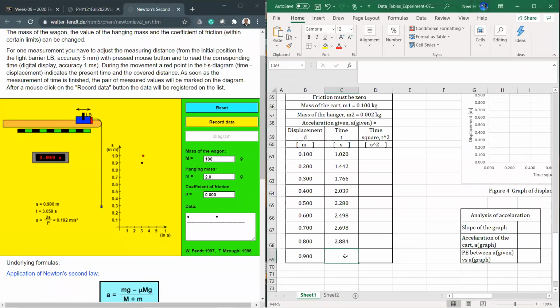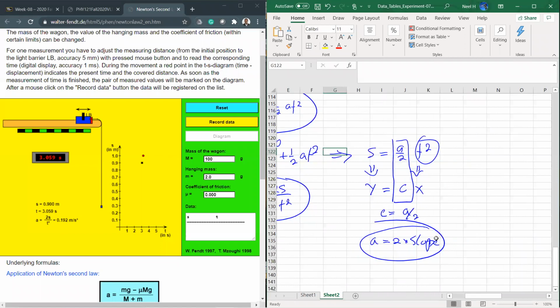After it runs, the timer is 3.059. Okay, so the data is done. All we need is actually this graph, right?